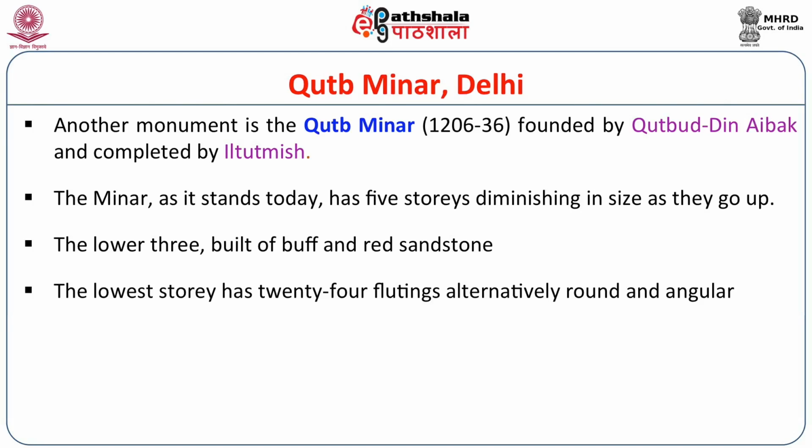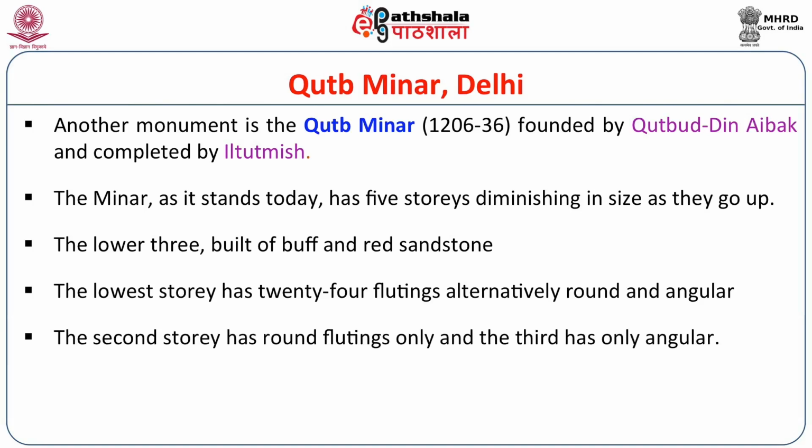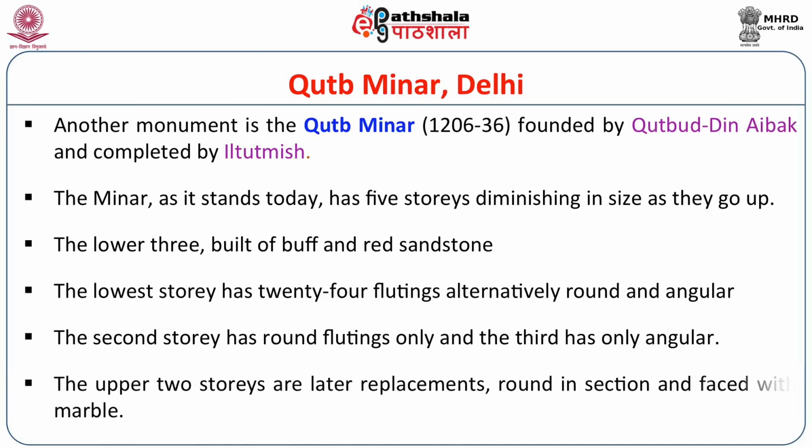24 flutings which are alternatively round and angular. The second story has only round flutings, whereas the third story has only angular flutings. The upper 2 stories actually are later replacement. They are round in section and faced with marble.